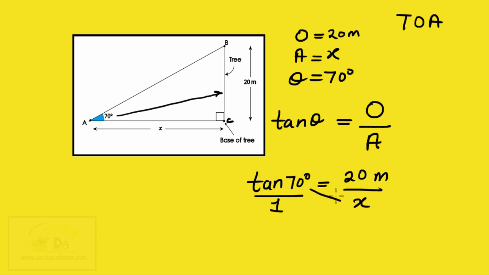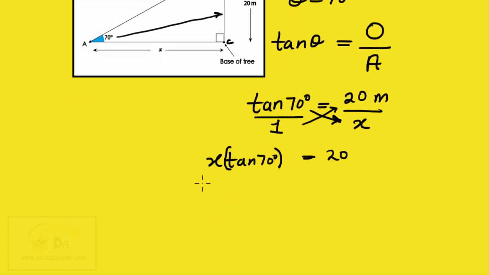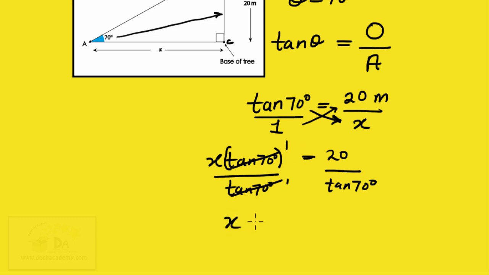So cross multiplying gives X times tan 70. So I'm just going to put tan 70 in the bracket, equals 20 times 1, or 1 times 20, which is 20. So dividing both sides by tan 70 degrees gives the following. You know that tan 70 degrees divided by tan 70 degrees will be 1, because something divided by itself is 1. So we have X times 1 over 1, which is X, equals 20 over tan 70 degrees.